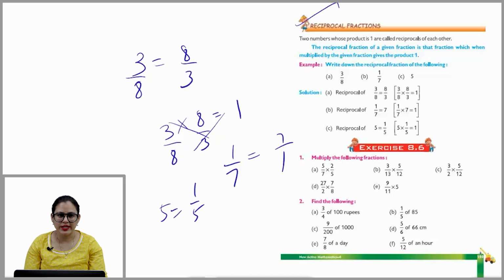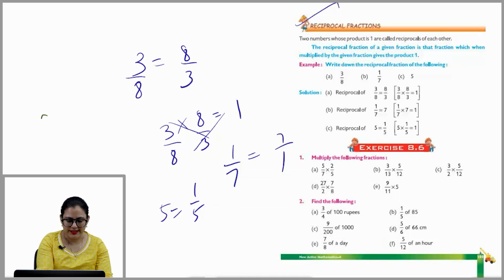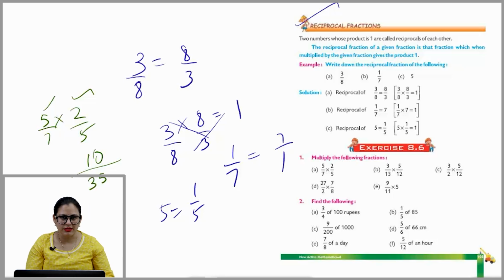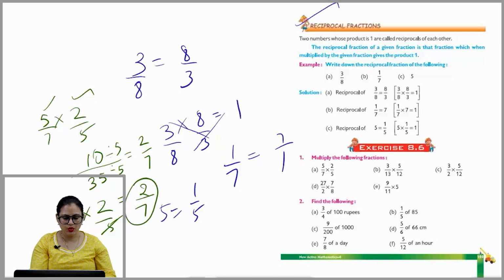Exercise 8.6, question number 1: multiply the following fractions. Let's multiply 5 by 7 into 2 by 5. 5 into 2 is 10, 7 into 5 is 35. Or you can also reduce it to the lowest term by dividing by 5, giving 2 by 7. Or simply, 5 cancels, so 2 ones are 2 and 7 ones are 7. So 2 by 7 is the answer.